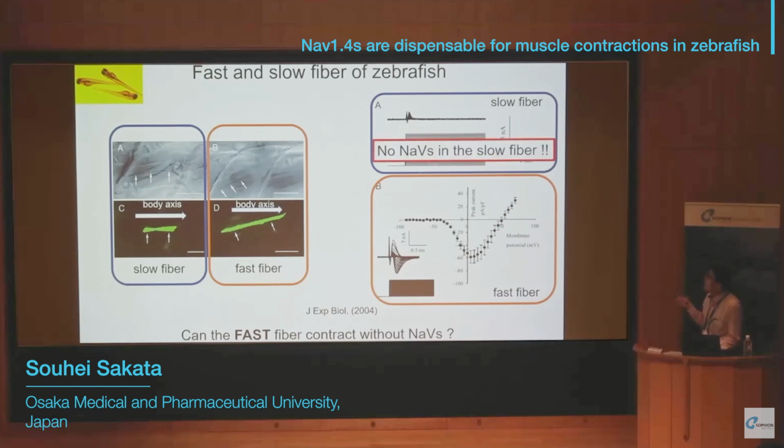So we confirmed this result. No sodium channel is expressed in slow fiber in zebrafish. So this raised many questions. One simple question is: can slow fiber contract without sodium channel? How about fast fiber? Can fast fiber contract without sodium channel? I know this idea disagrees with the conventional view of the mechanism of muscle contraction, but we tried.